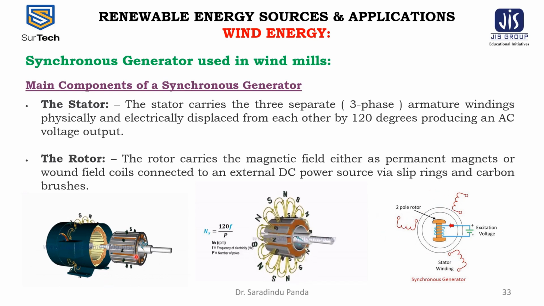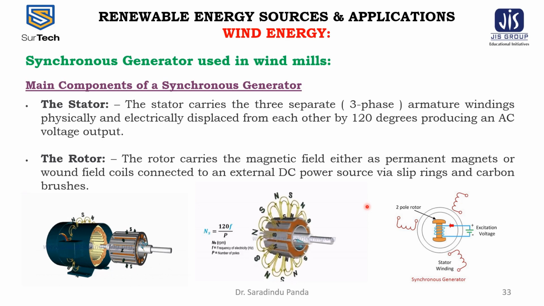Another is the rotor. This is the rotor. The rotor carries the magnetic field either as permanent magnets or wound field coils connected to an external DC power source. This is the external DC power source via the slip ring and the carbon brushes.